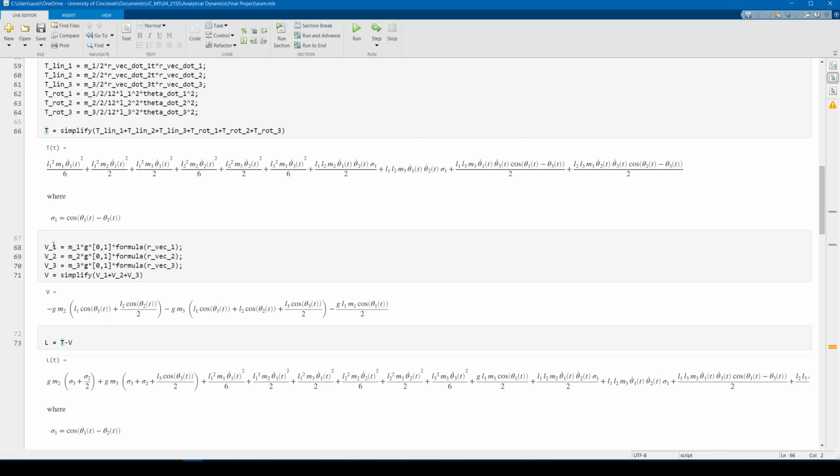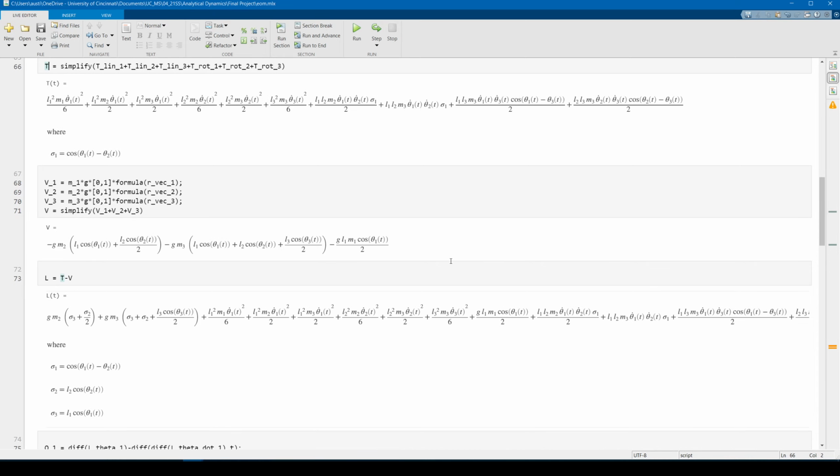After we do the kinetic energy, we can look at the potential energy. We just take the vertical component of that R vector that we have, and the mass and the gravitational constant. You can see here that each pendulum does have its own mass in this derivation. Then you can see the equation for the potential energy here.